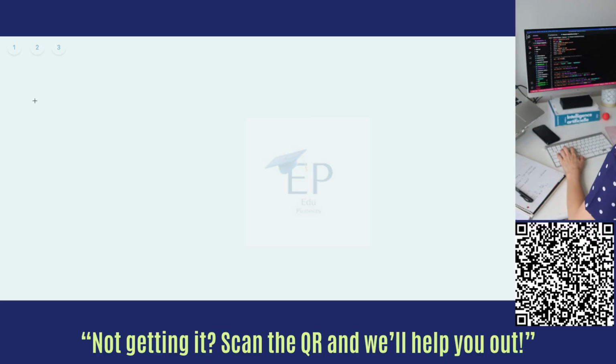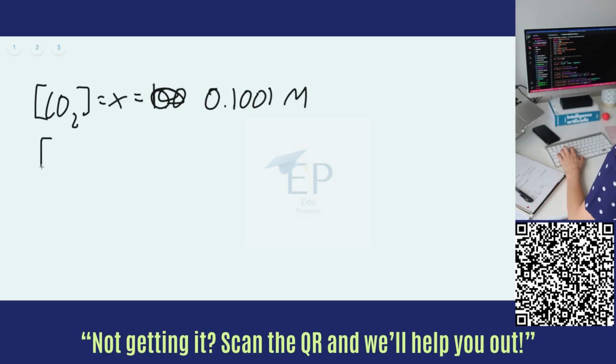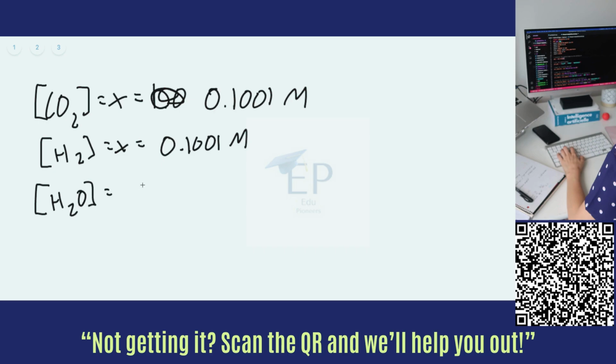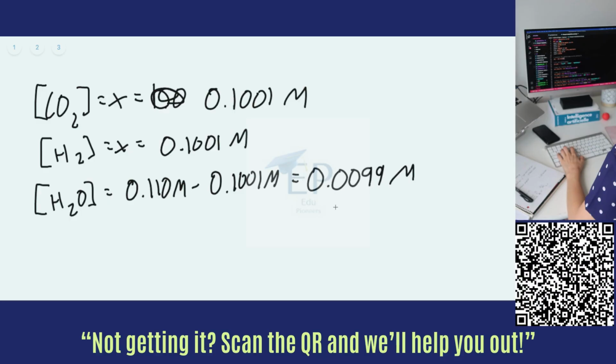So now that we have that, we can find our concentrations at equilibrium. So our concentration of CO2 is just equal to X, so it's 0.1001 molar. Our concentration of H2 is going to be the same, 0.1001 molar. Our concentration of H2O at equilibrium is our initial concentration minus our X value, which gives us an equilibrium concentration of 0.0099 molar.